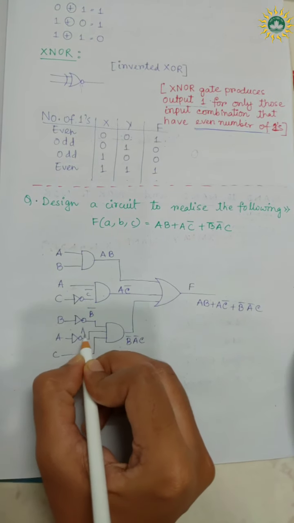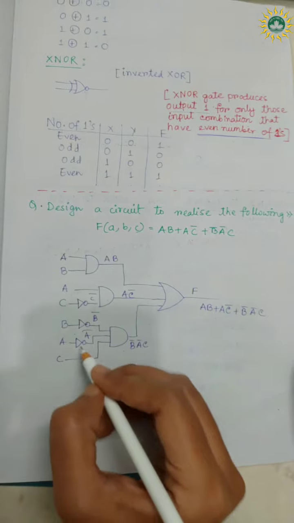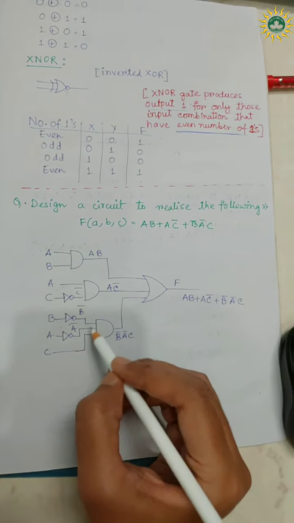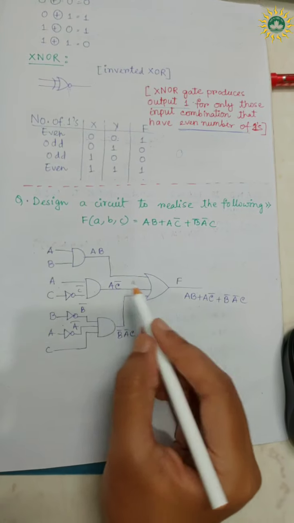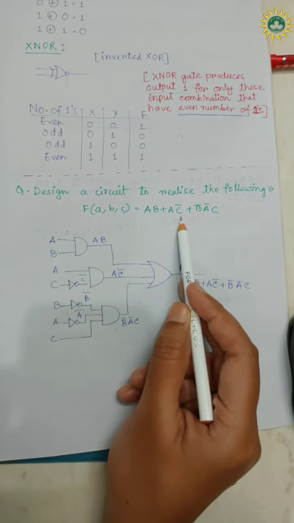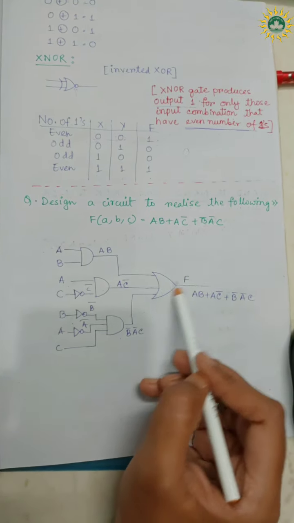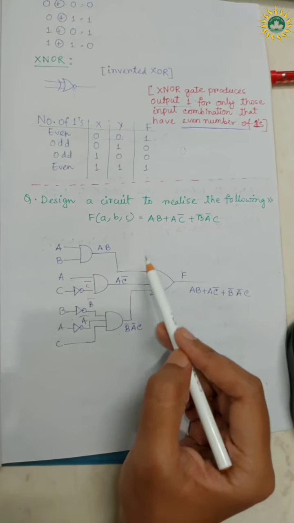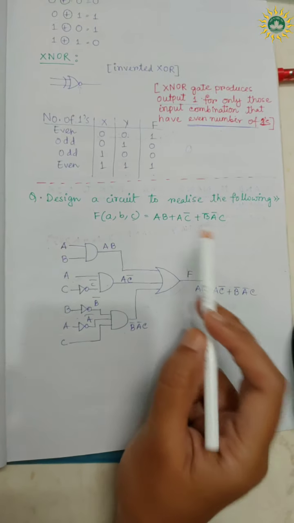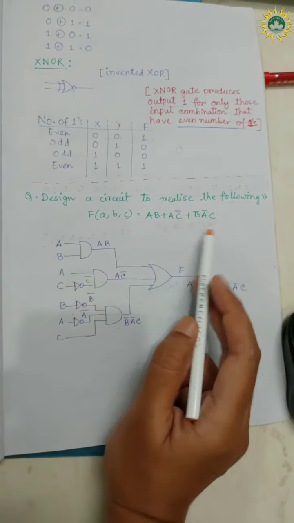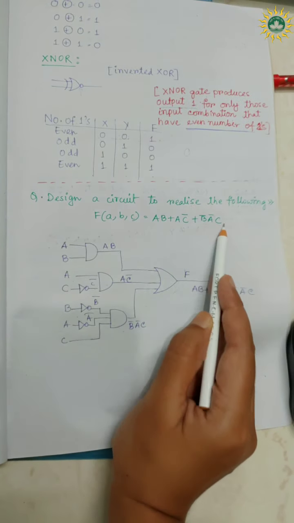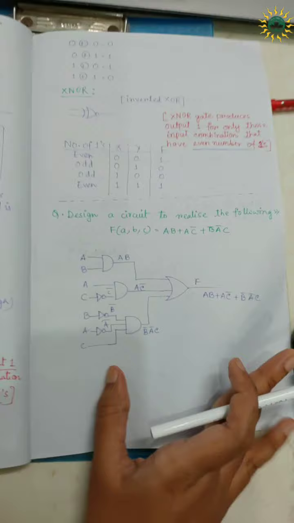We have A bar, that's why we have done A bar, and C has gone C bar, then we have passed these three through the AND gate. After passing all the values we have got some output. Now we will pass the output of this through the OR gate. We have passed the output through the OR gate and have got this, because this is sum of products. This is sum of the products, right?